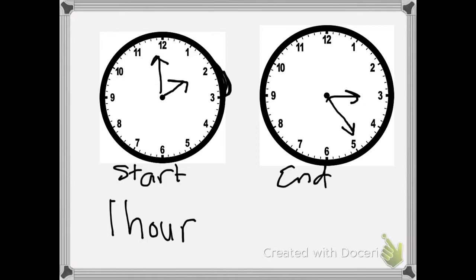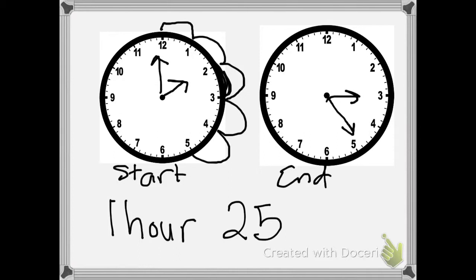However, the minute hand moved from the 12 to the 5. So now I need to figure out how many minutes have gone by. So I'm just going to count by fives. 5, 10, 15, 20, 25. So 25 minutes have gone by. The movie was 1 hour and 25 minutes long.